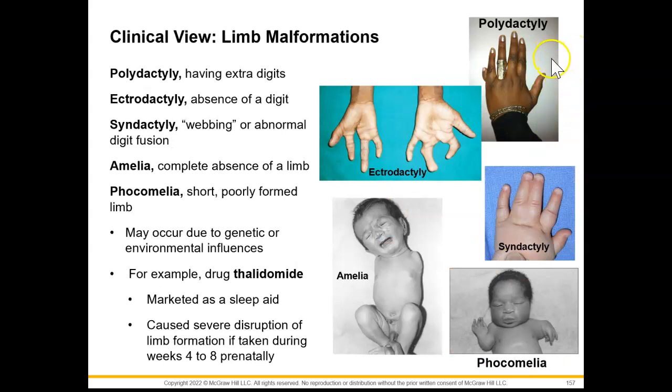For instance, polydactyly. This is when we have an extra digit. Typically, it's a 6th digit by the 5th digit. We can suffer from ectrodactyly, and this is an absence of a digit. So here you can see that this person only has 4 digits.